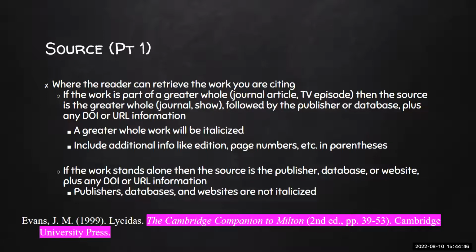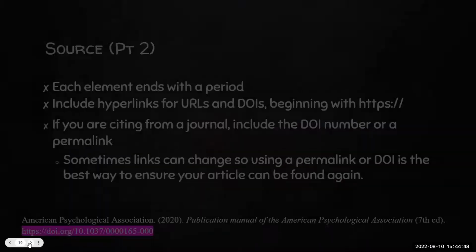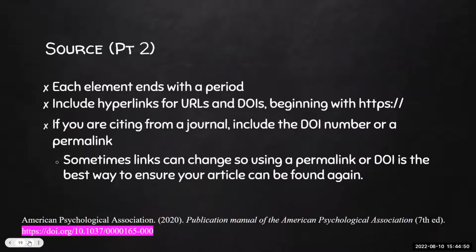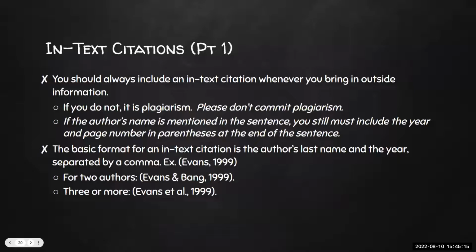Notice this example here. Each element is going to end with a period. This is important to note. Hyperlinks and the URL are included. If you're citing from a journal, you're going to include the DOI. And sometimes links can change. So you want to use the DOI because this is the best way that you can ensure that the reader is able to find this article again.